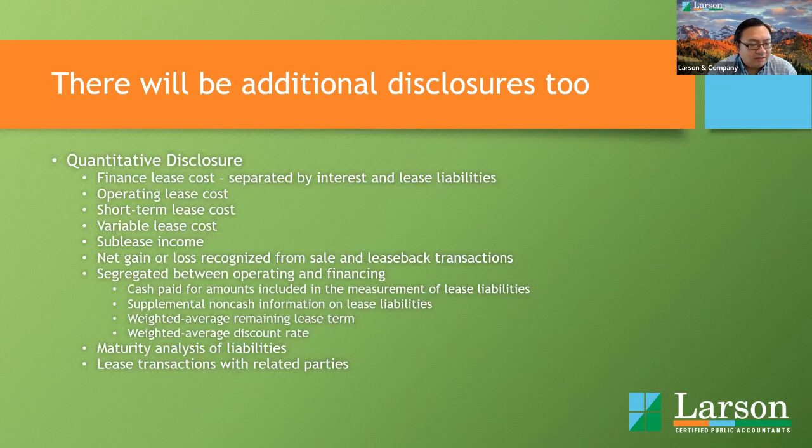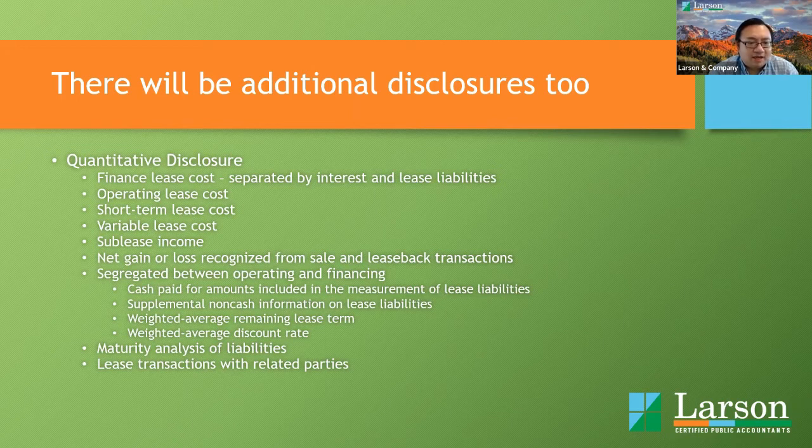Your short-term lease, you can't disclose the total cost of that as well. Variable lease considerations that you pay, you'll need to disclose separately from your fixed, and any sublease income, you need to disclose that fully as well in the tabular format. Well, it doesn't have to be tabular format, but that's probably the easiest way to do it. Net gain or loss recognized from the sale and leaseback transactions, if you have that.